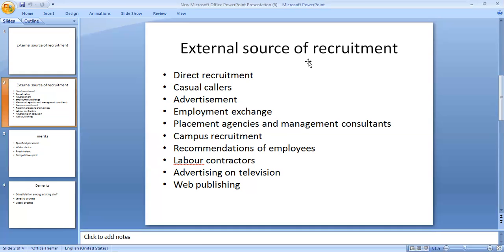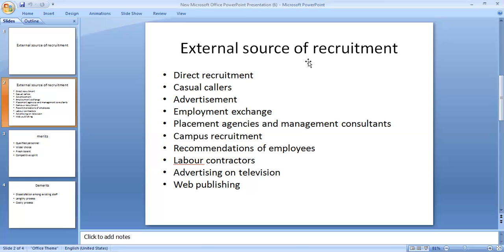But one disadvantage of advertisement is that you will get a lot of applicants. It becomes a very difficult task for the management to choose the best candidate among so many applicants. So this is also one of the methods.